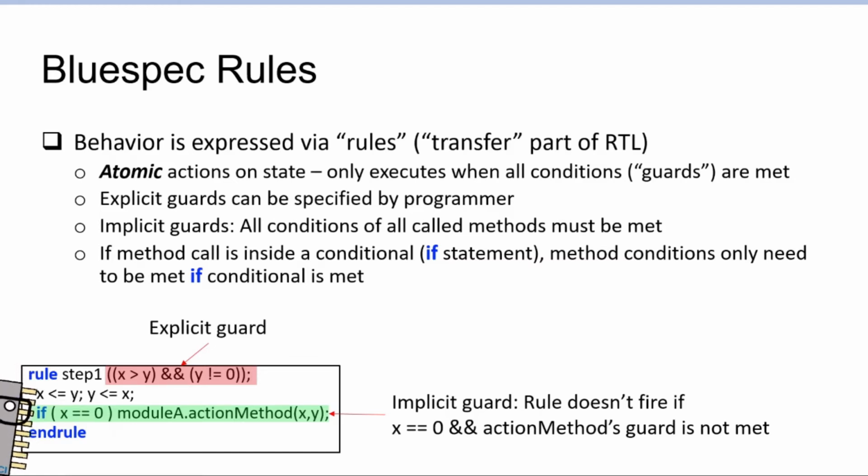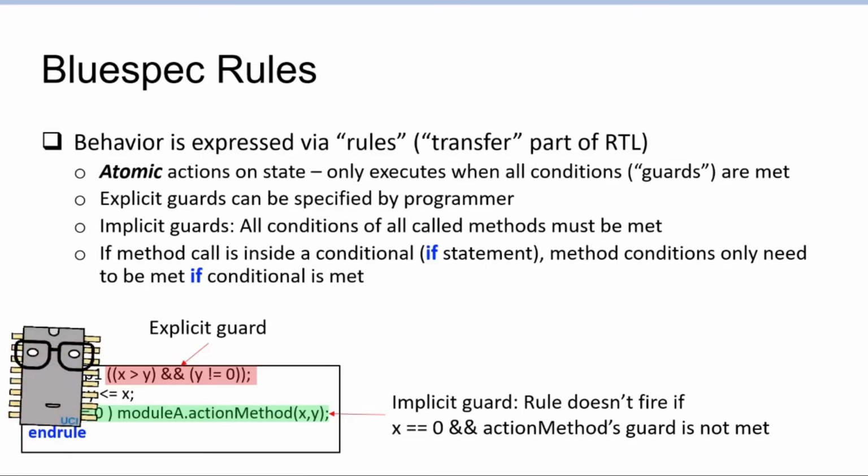That's not what happens with HDLs, because most of the time it is completely transactional, meaning when the rule starts firing, it does all the checks for everything before we do any sort of actual state changes. So if the explicit guard is met and X equals 0, the language actually checks if the action method's guards are all met before we do anything, before we swap X and Y, for example. So even if the explicit guard is met, if X equals 0 and the action method's guards are not met, the X and Y swap doesn't happen at all. Nothing in the rule fires if that's not met.